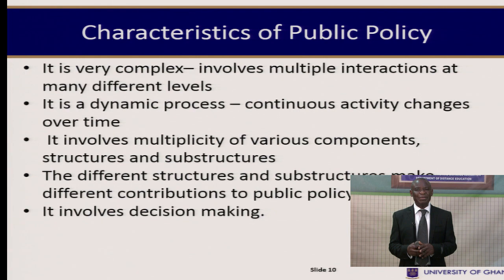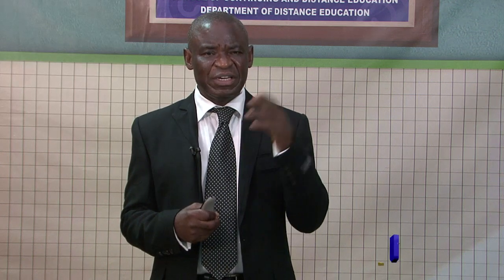Now we talk about the dynamism of public policy, and that means that there are continuous changes that will happen in public policy. It involves multiplicity of various components, structures and substructures. The different structures and substructures make different contributions to public policy. Those at the regional level, the national level, the sub-district level, they all make different contributions to public policy.